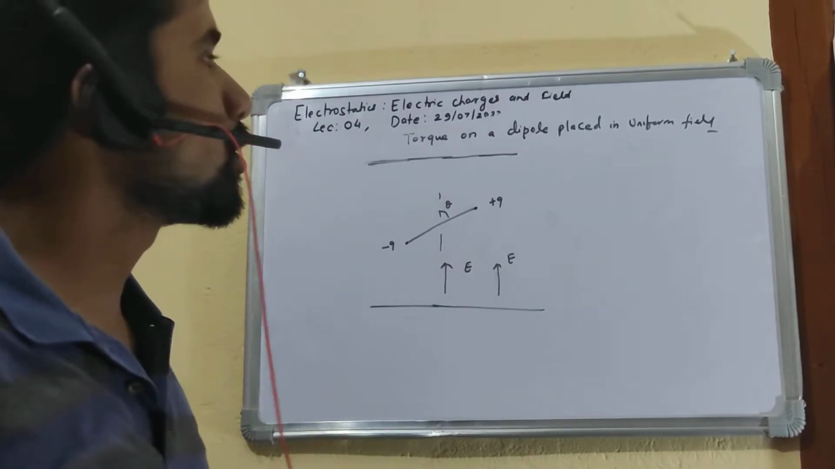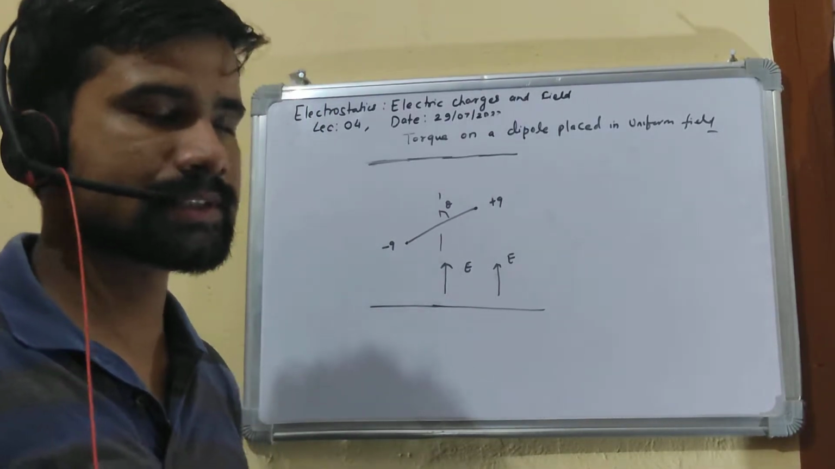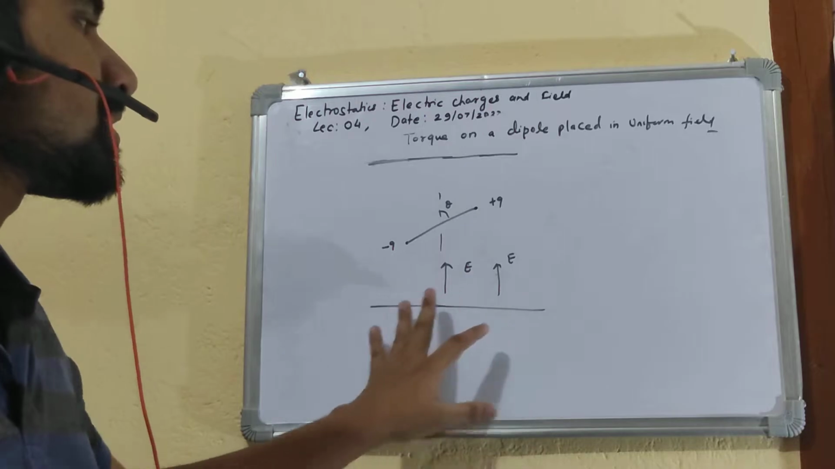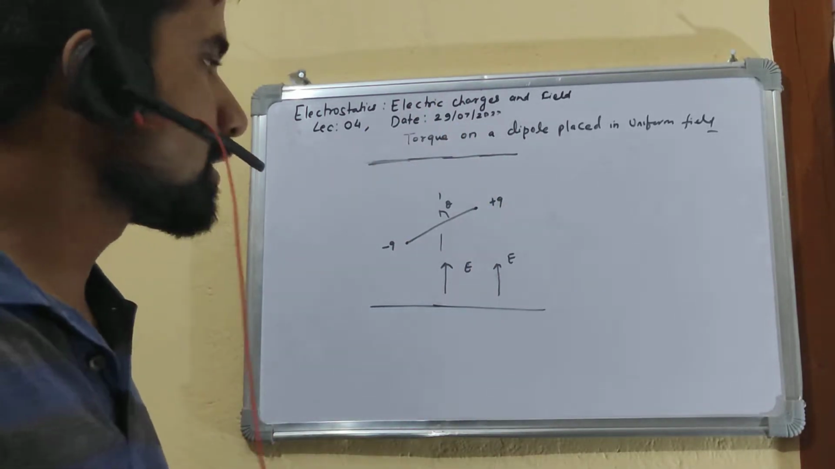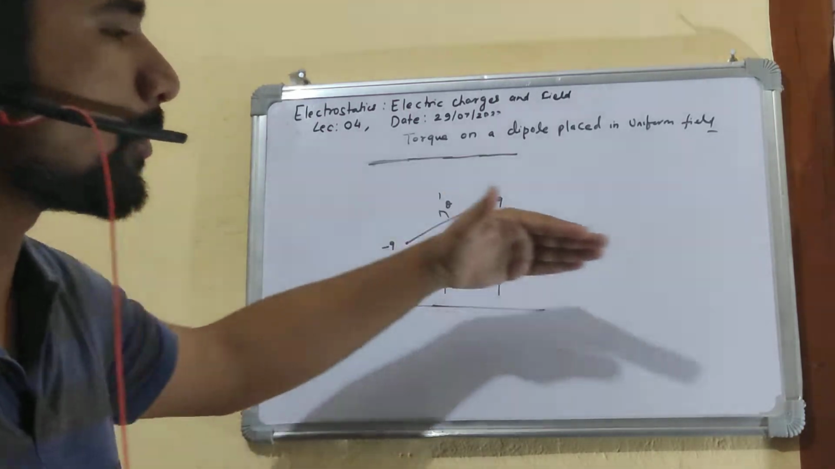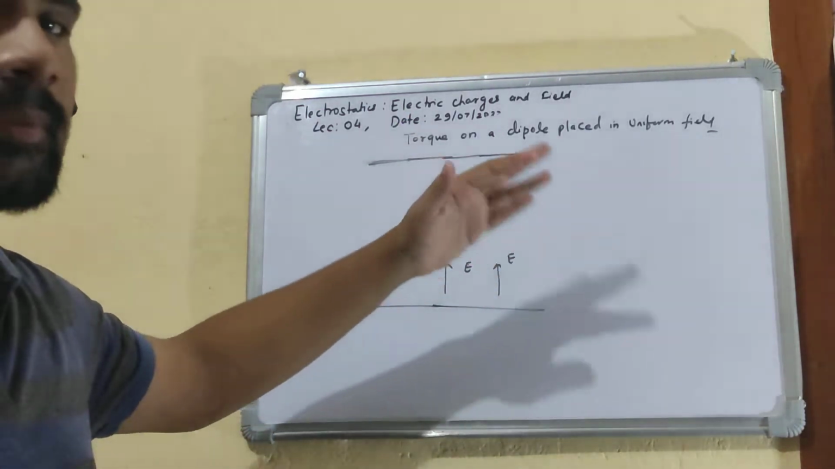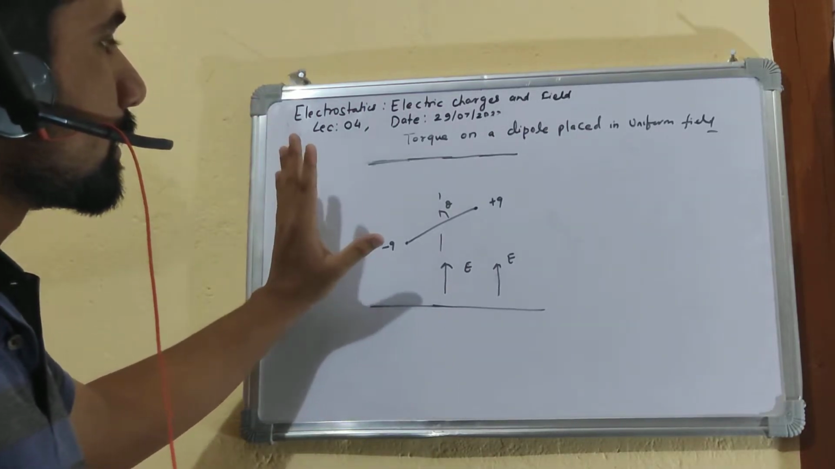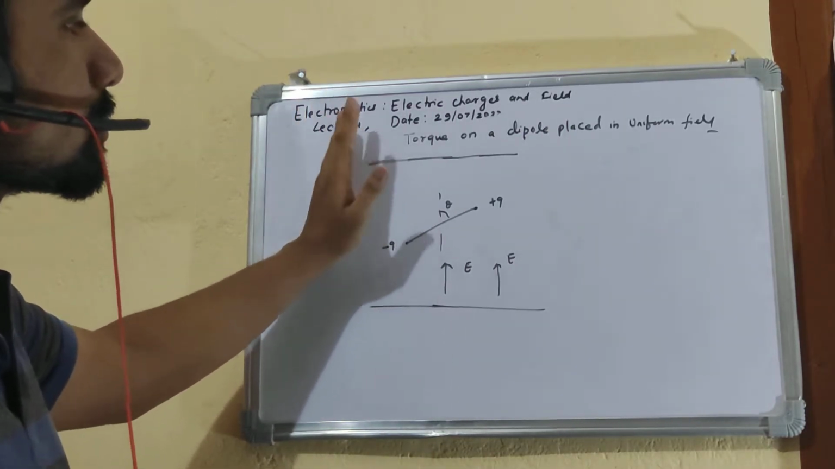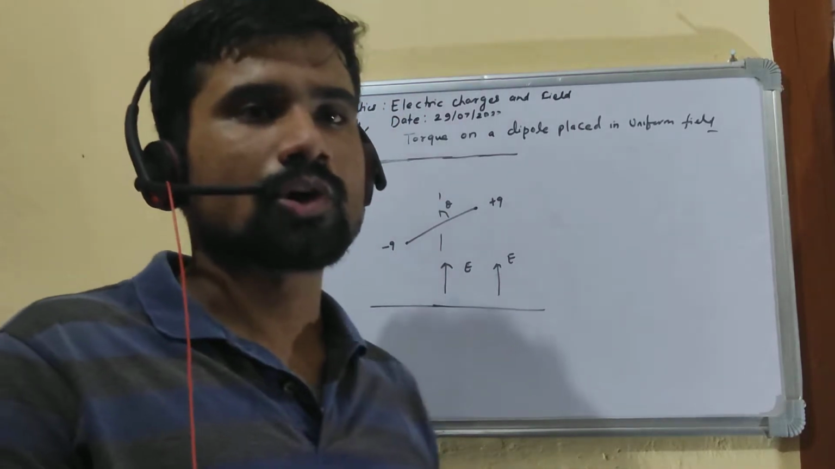So we are talking about torque on a dipole which is placed in a uniform electric field. So this is the representation of uniform field. If we assume that in this region the field is uniform, right? At every point, if you see a point at the same level, the electric field will be the same, right? So the topic is torque on a dipole. So what exactly is torque?